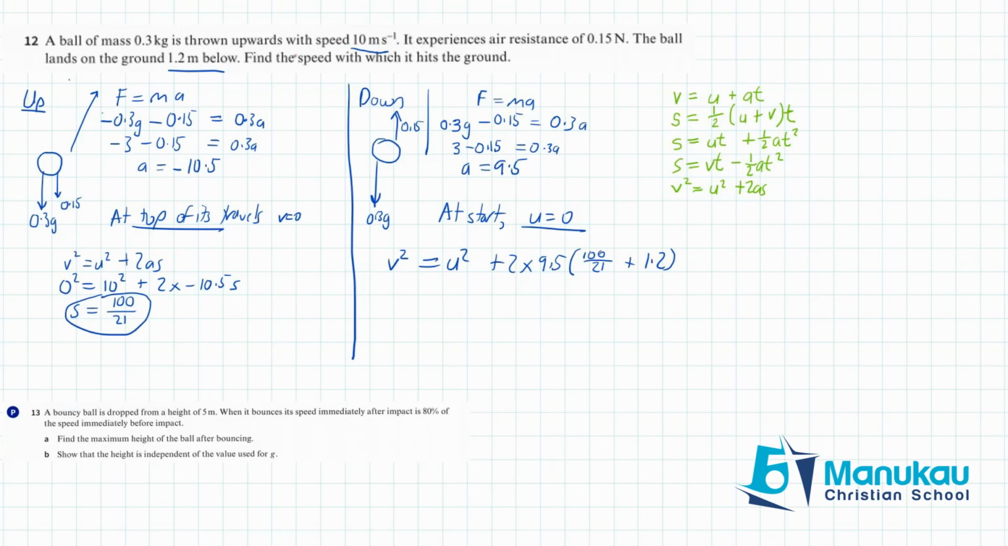Now, when we work this out, we're going to get v is equal to, let's have a look, the square root of 2 times 9.5 times 100 over 21, with a bracket there, plus 1.2, closing the bracket. We should get 10.6 as our velocity with which it hits the ground. Okay, I'm pretty happy with that. That seems good. Let's move on to one final question.